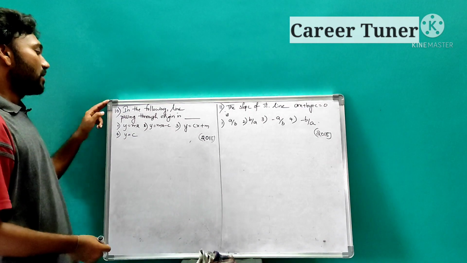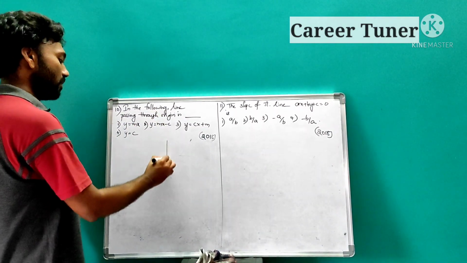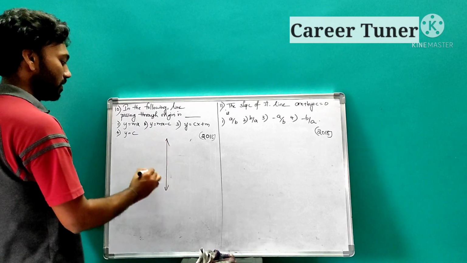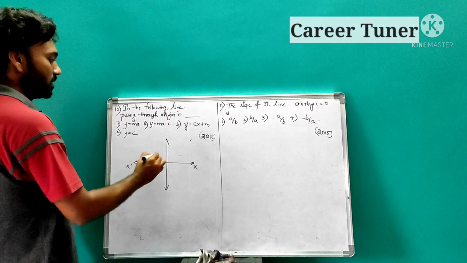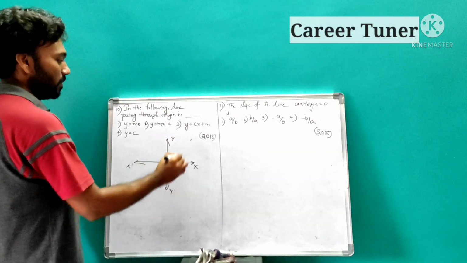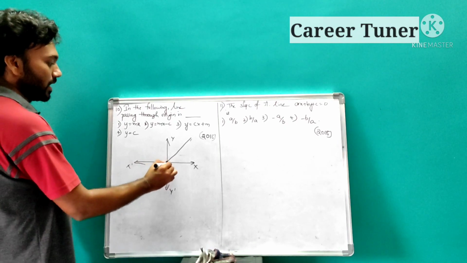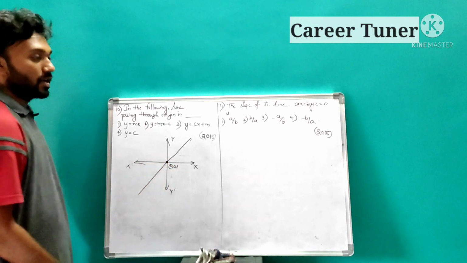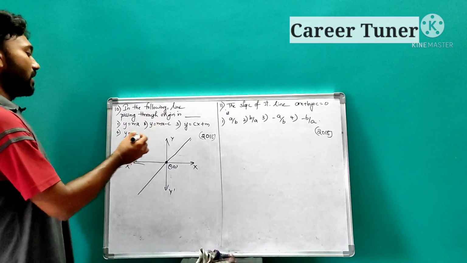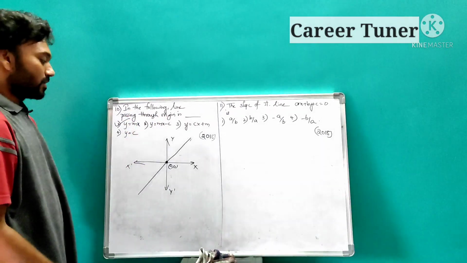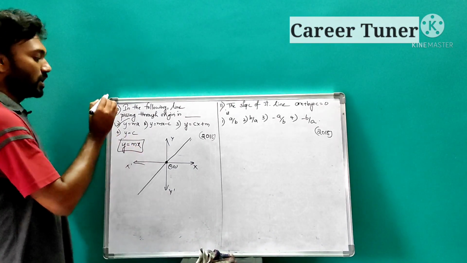So coming to the next question. The following line passing through the origin. Suppose let us take x-axis and y-axis. So this is x dash and this is our y and y dash. Imagine a line which is passing through the origin. If it is passing through the origin, it has to satisfy or pass through the coordinates (0, 0). So here the only line which is satisfying is nothing but y is equal to mx. So y is equal to mx is a line which will pass through the origin.